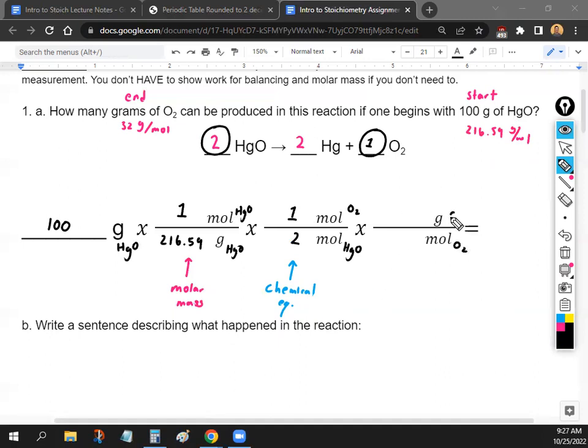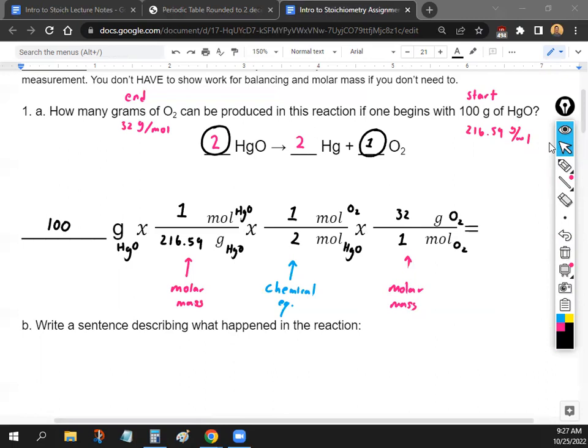And for the last fraction, we're talking about O2. And then we're going to get the numbers from the molar mass of O2. Molar mass of O2 is 32 grams in 1 mole. So we're going to write 32 over 1. And there you go. That is your setup.